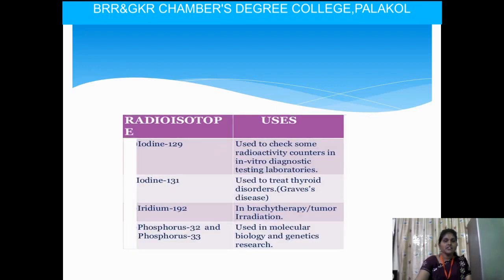And the next one is iodine 121. It is used to check some radioactive counters in vitro. So in vitro means lab conditions and diagnostic testing laboratories. And iodine 131 is used to treat Graves disease. So that is one of the thyroid disorders. So for treating this we can use iodine 131. And the next one is iridium 192. So in brachytherapy or tumor irradiation we can use this iridium 192.